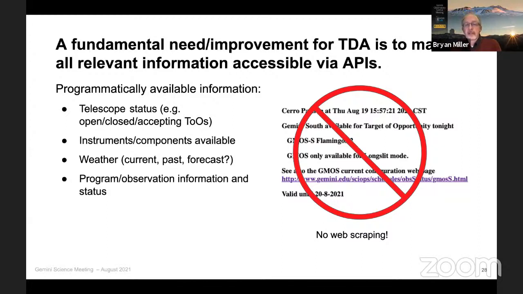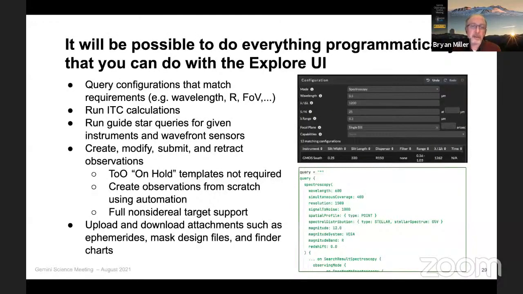So the fundamental improvement for time domain is to make all the relevant information accessible via APIs. We don't want any more of having to go to web pages and look at them, or try to scrape them into a script. So everything from the telescope status, instrument components that are available, the weather, information about your programs, all has got to be accessible easily programmatically. And it's going to be possible to basically do everything programmatically that you can do with the UIs that we're also developing.